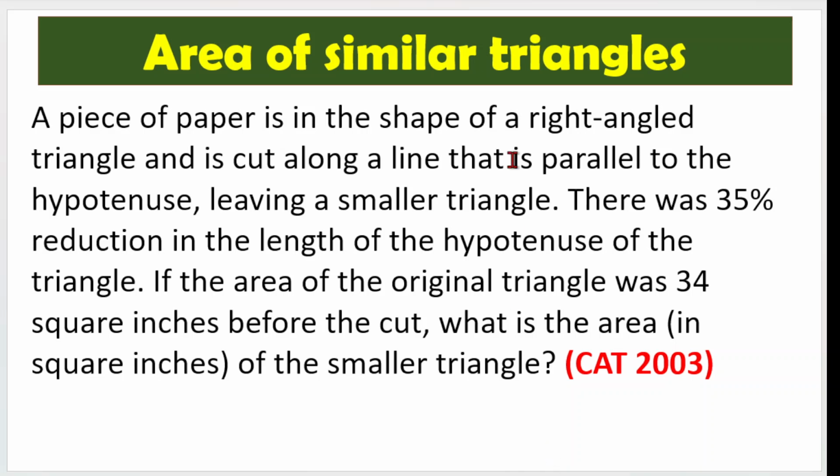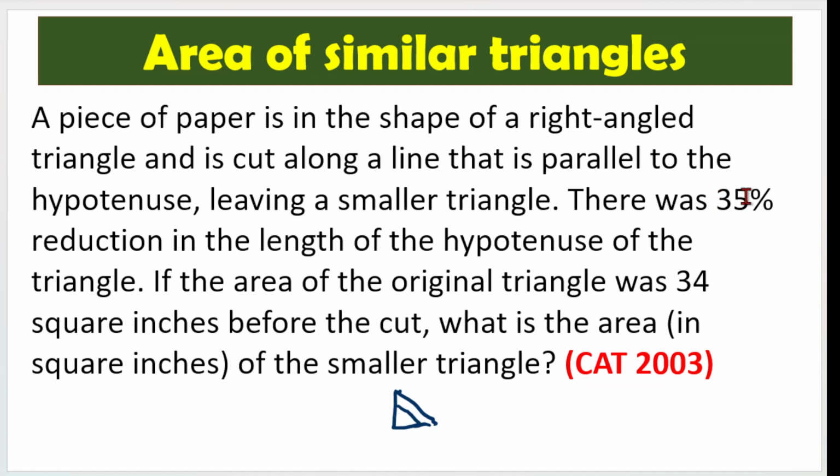Hi friends, here we are given a right angle triangle. A piece of paper is in the shape of a right angle triangle and is cut along a line that is parallel to the hypotenuse. That means the piece of paper is cut like this, parallel to the hypotenuse, leaving a smaller triangle.